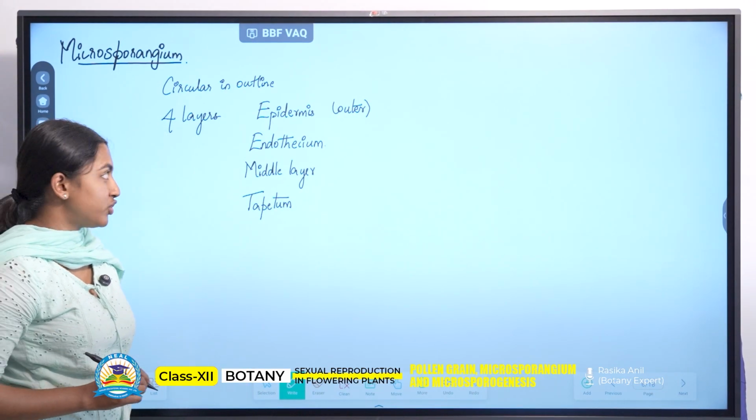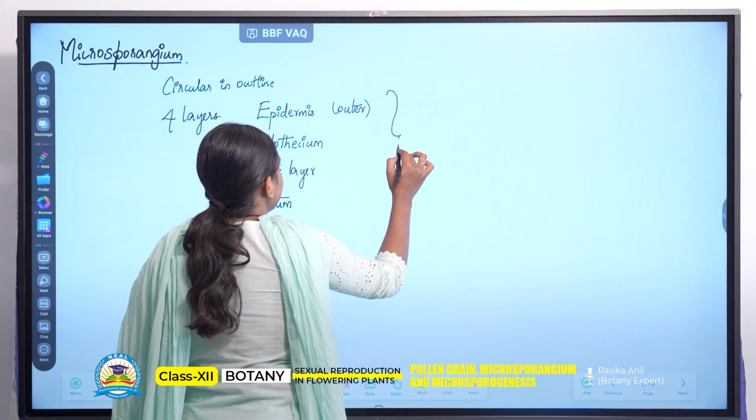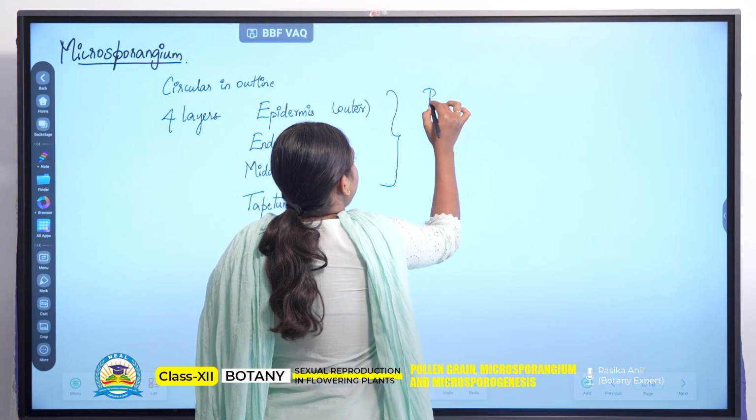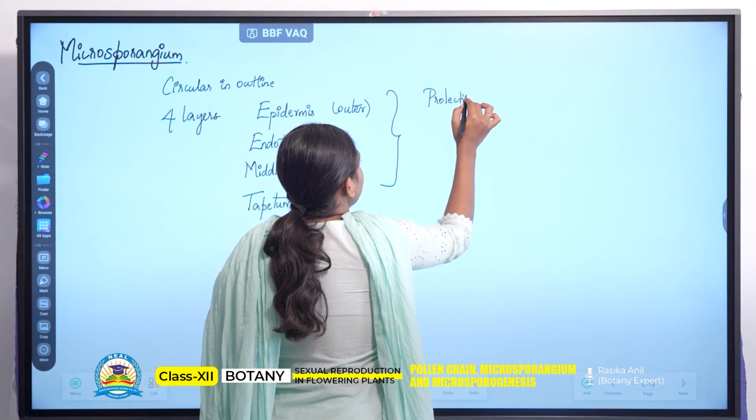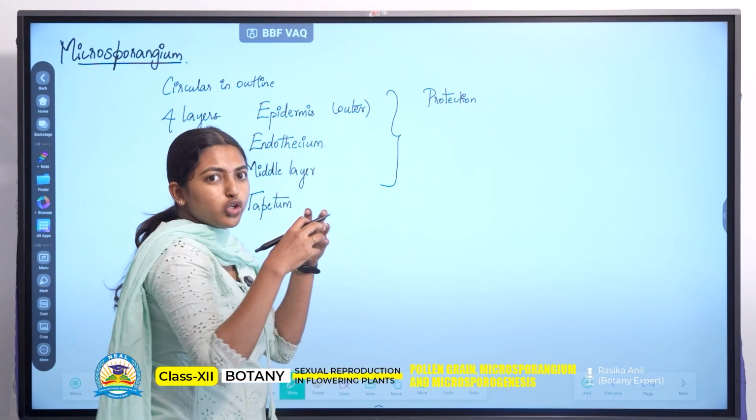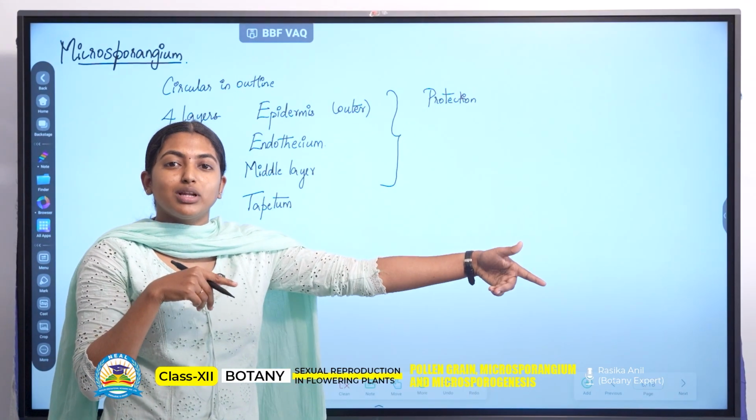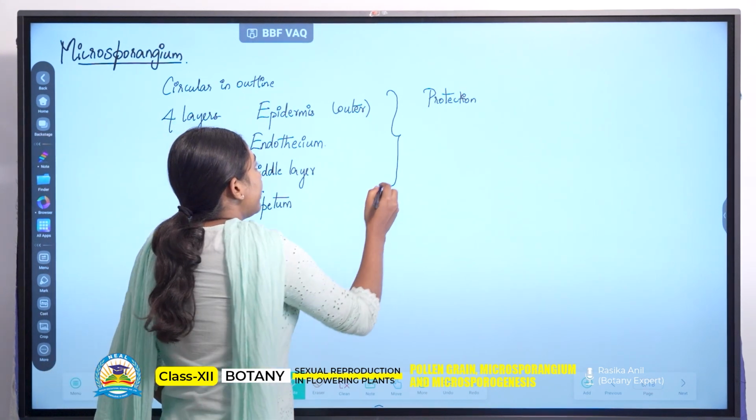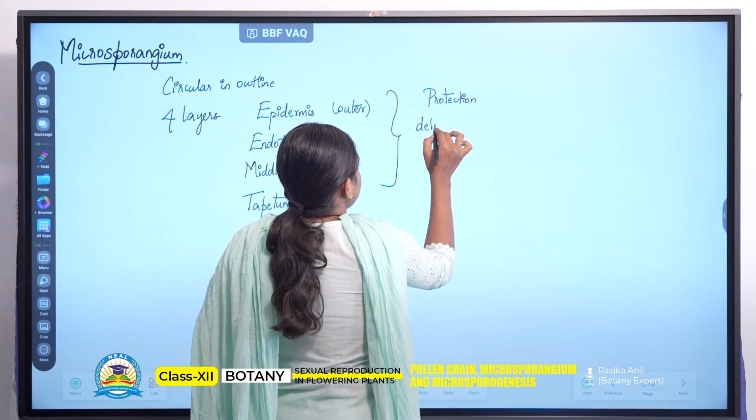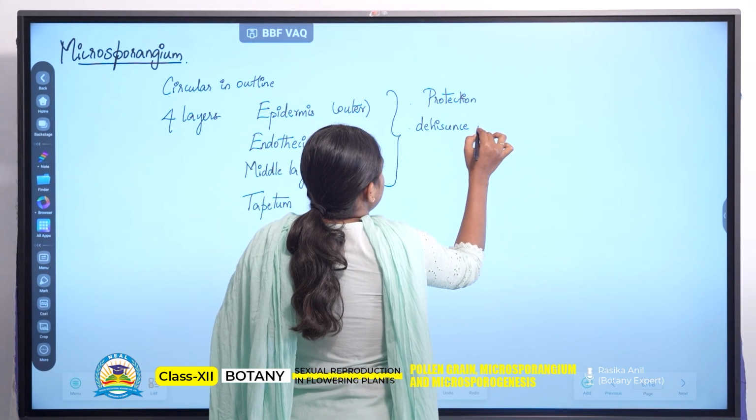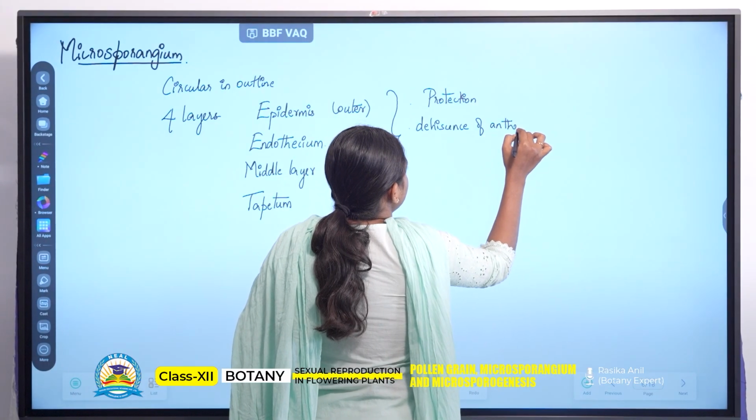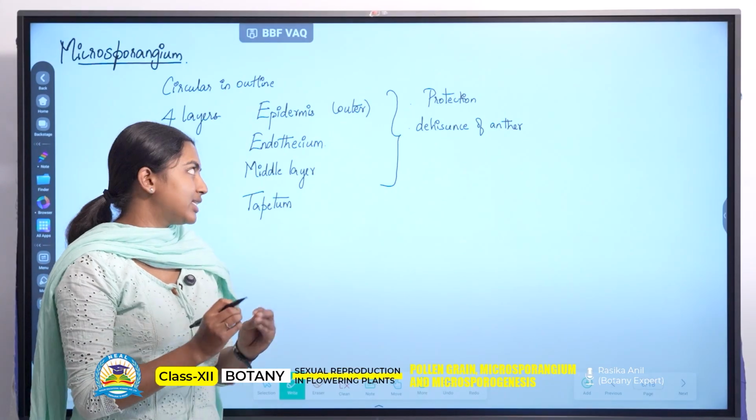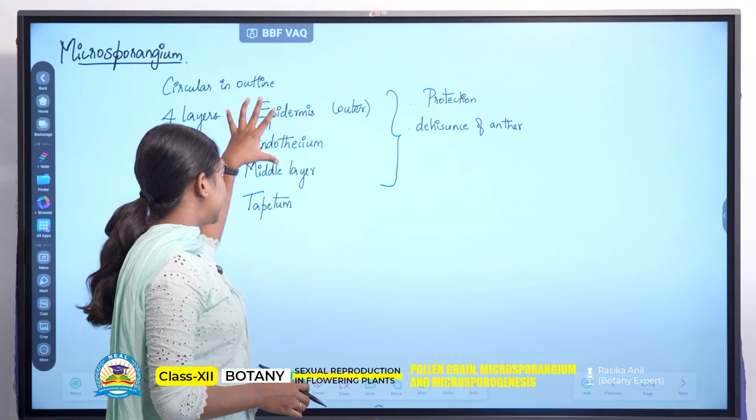Now we have to learn the functions of these as well, right? So the outer 3 layers, epidermis, endothecium and middle layers, together have the function of protection. What is it protecting? Inside microsporangium, what do you have? Sporogenous tissue, which is going to become the pollen grains. It has to protect it, right? So these three have the function of protection and also dehiscence of anther. What is dehiscence of anther? Dehiscence is nothing but the anther will burst so that pollen grains will be released, right? So for both of these, these three layers are helpful.